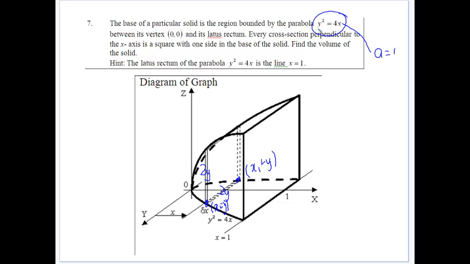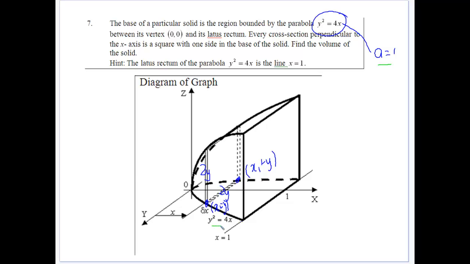Question 7 here. We've got a parabola, which is our base, and we have an area that's bound by its vertex and its latus rectum. So for the latus rectum, we know a is equal to 1, so that's why we get x equal to 1 there. Every cross section perpendicular to the x-axis is a square this time. So we've got our square, 2y, 2y there, because again, we've gone across x and to y.